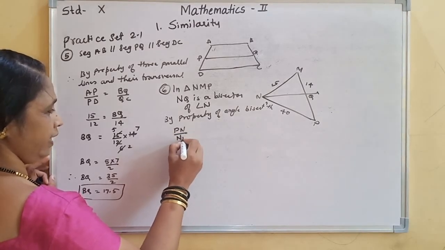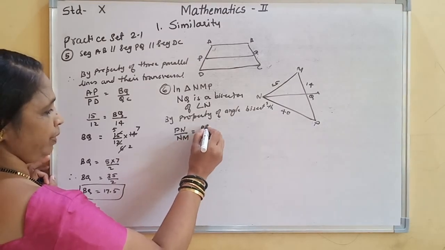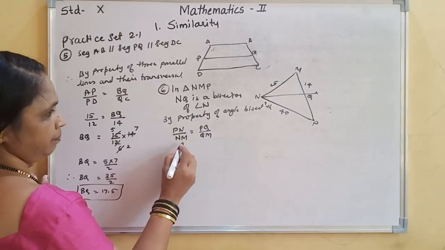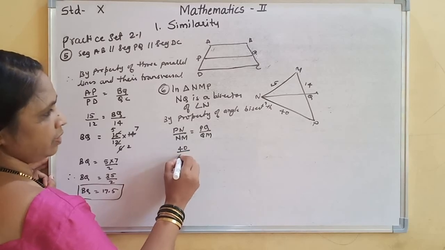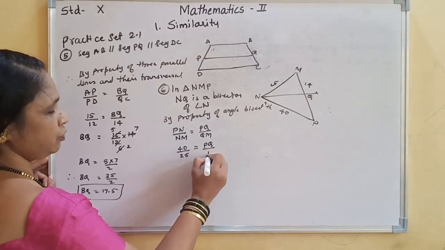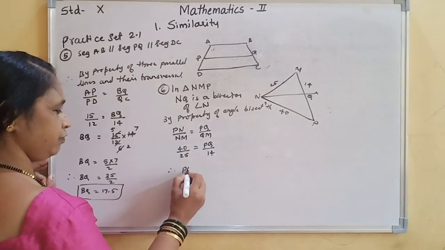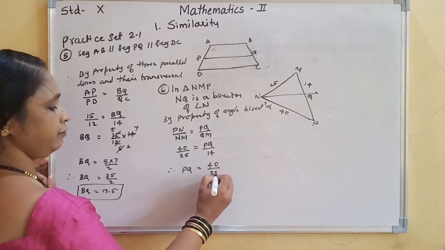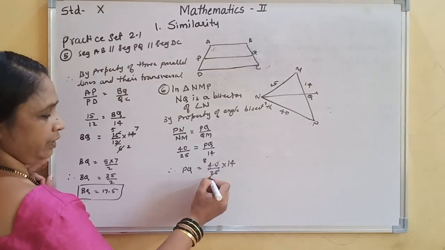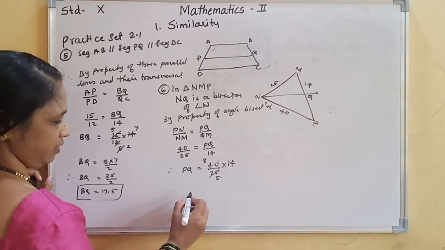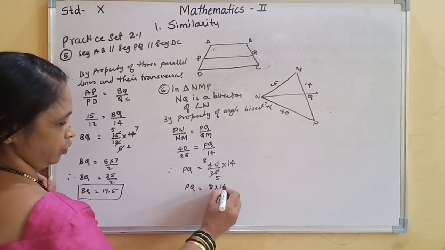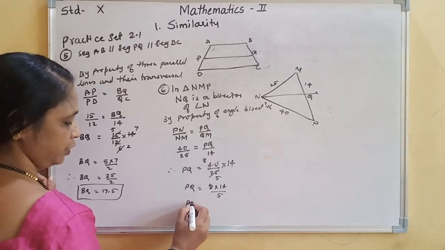PN upon NM is equal to PQ upon QM. Now here it is given PN is 40, NM is 25, PQ we have to find out, and MQ is given 14. So therefore PQ will be equal to 40 upon 25 into 14. Now this 5 table you can cancel, 5 eights are 40, 5 fives are 25. Okay, so PQ is equal to 8 into 14 upon 5.